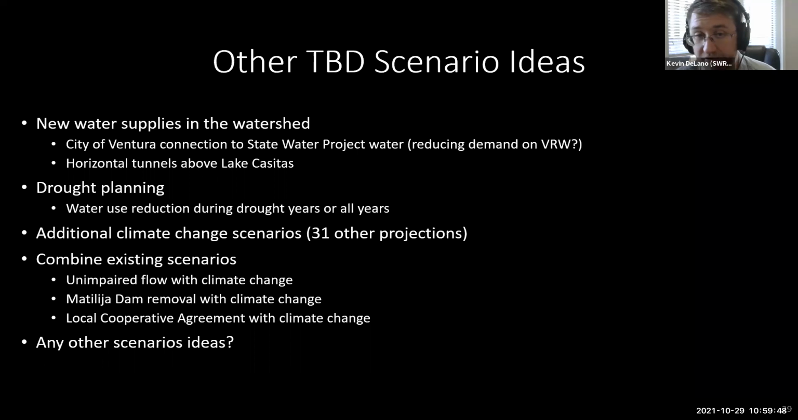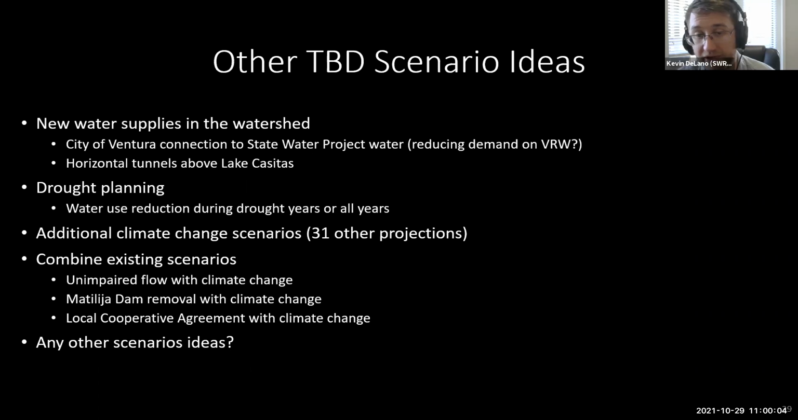Similarly, I've heard talk of drilling horizontal tunnels above Lake Casitas to tap bedrock groundwater and use that to help recharge the lake. And I apologize if I butchered that description. This is my coarse understanding of the idea. So those are other scenario ideas.